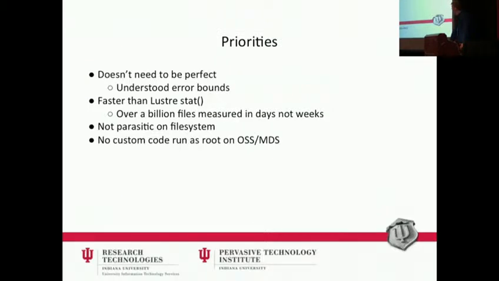We wanted, if at all possible, to not be parasitic on the file system. And we wanted there not to be any custom code run. Well, okay, so we were okay with running code on the OSS and MDS, but we didn't want to run any custom code on the OSS and MDS. A big part of that is that we're not running with backups, right? So if we're doing something directly on our OSS and MDSs, we didn't want this exploratory. We basically wanted to be very careful.